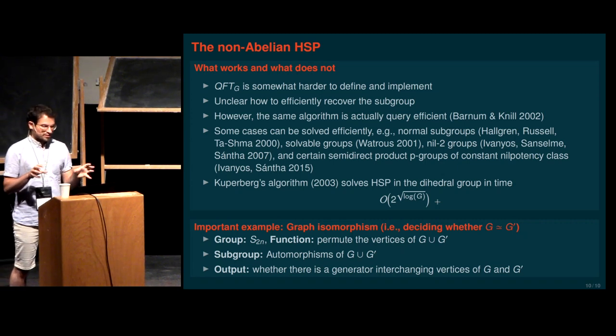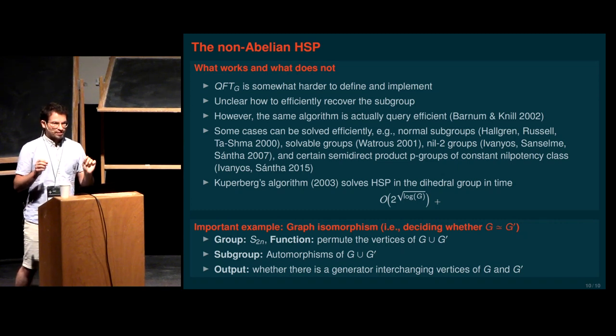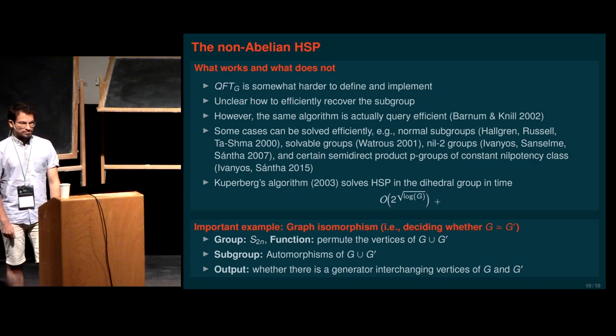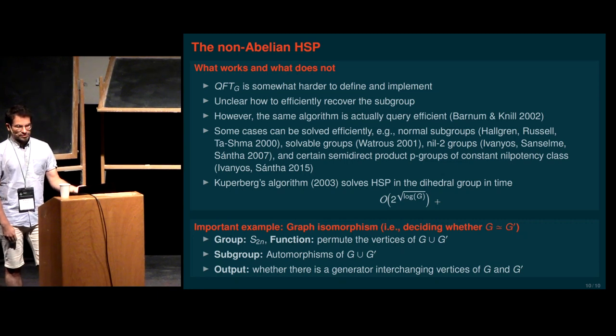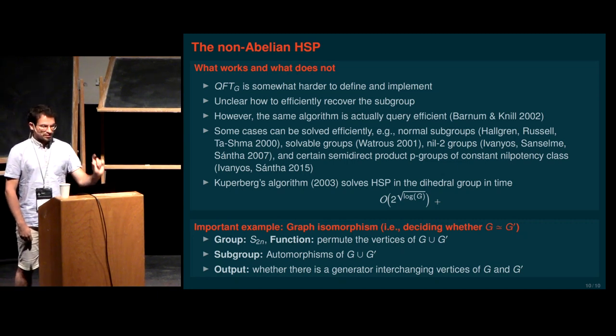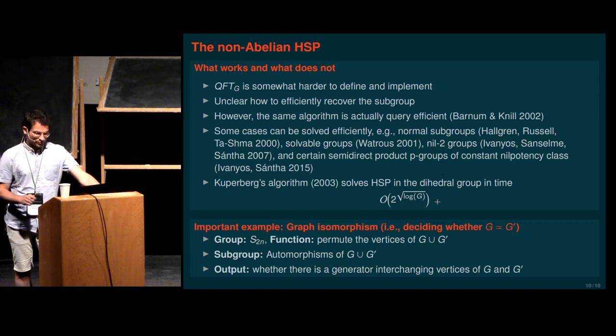And here I just assume that G and G prime are connected. If they are connected, the only way that element can be exchanged in the two graphs is that they are isomorphic to each other. And so once you get out, if you can get generators of this automorphism group, then you just check whether there is any generator which interchanges vertices between the two graphs. Okay, so this is just a cute example.